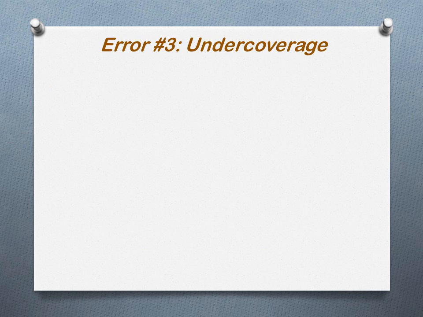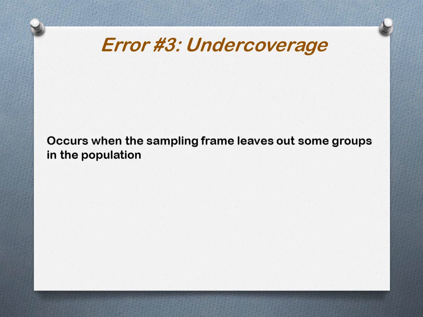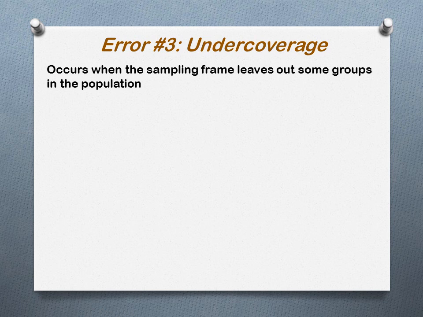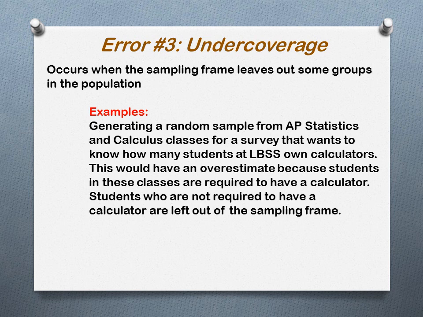So this leads us to error number 3, undercoverage. This occurs when the sampling frame leaves out some groups in the population. So, for example, generating a random sample from AP Statistics and AP Calculus classes for a survey that wants to know how many students at Lake Braddock own calculators. So our population is Lake Braddock students, but our sampling frame consists only of AP Statistics and Calculus classes. This would have an overestimate because students in these classes are required to have a calculator. Students who are not required to have a calculator are left out of the sampling frame.